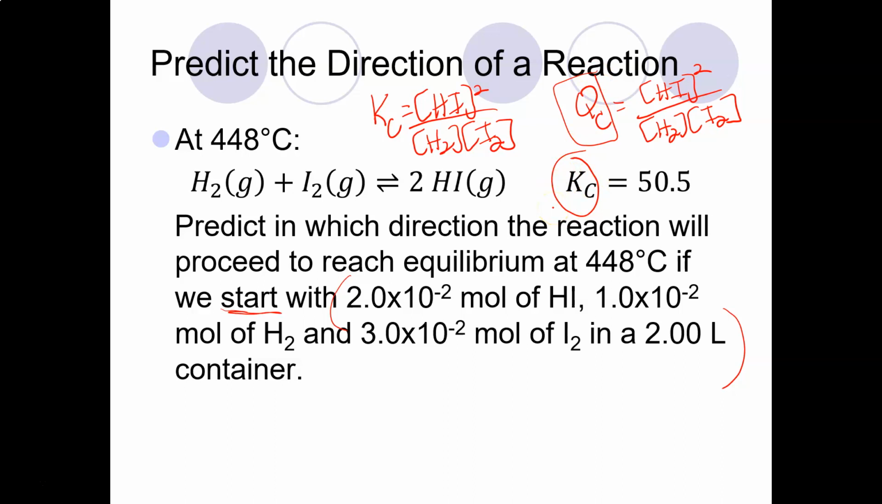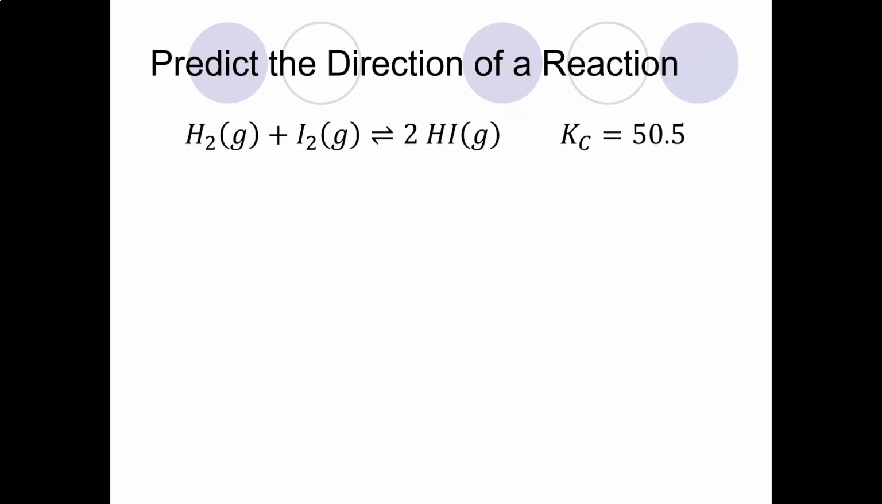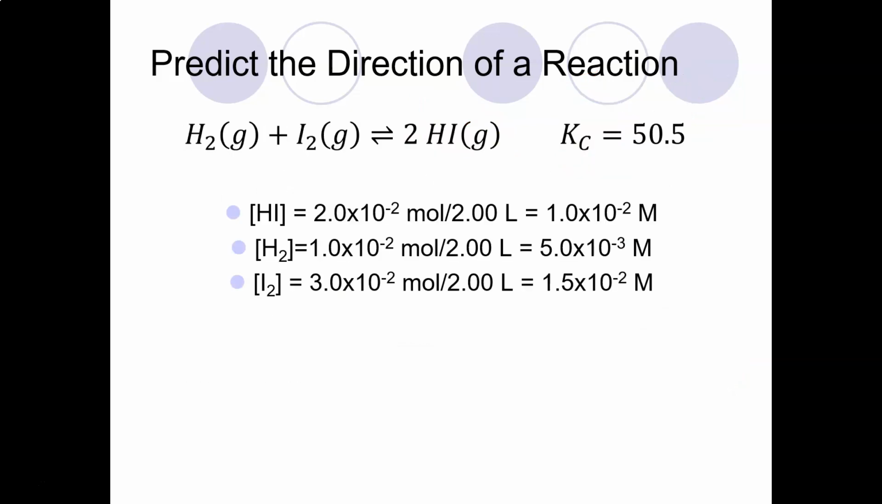Now, when we're looking at equilibrium constants and ICE tables, the only units we're allowed to have are molarity and atmospheres. That's true for Q as well. So these moles need to be converted to molarity before I can do anything. So that's what I'm going to do first. I just took my moles and divided them by the volume, which is 2.00 liters.